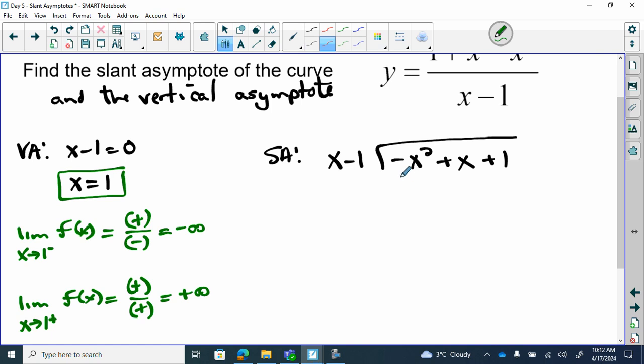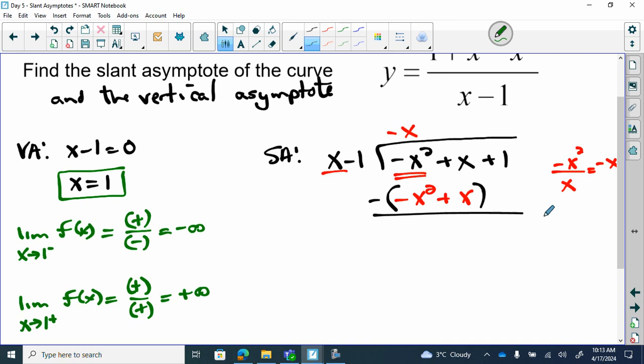I will divide the first term by x. Negative x squared divided by x would leave a negative x. Good. That goes on top. Multiply the negative x by x to get negative x squared. Negative x times negative 1 to give positive x. And what do I do?